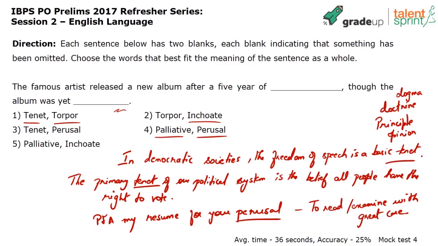Now let's look at the context and you tell me what options can fit in the context to complete this meaningfully. The famous artist released a new album after a 5-year of what? Though the album was yet what?